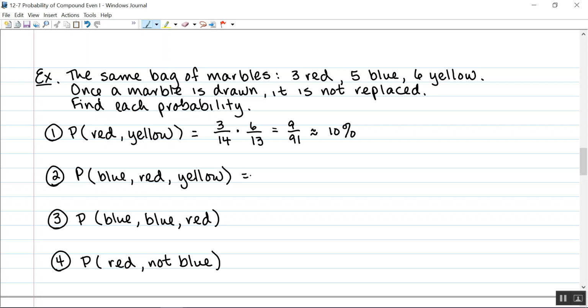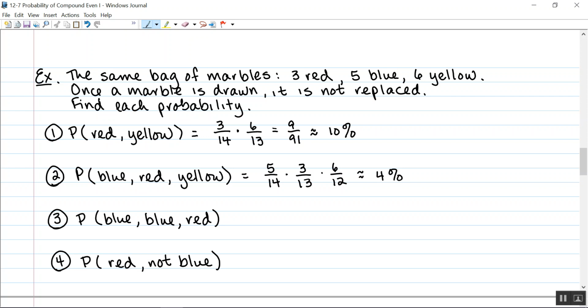marble? So the probability of a blue marble is 5 out of 14. The probability of a red is going to be 3 out of 13 because there's 1 fewer marbles in the bag. And the probability of a yellow is going to be 6 out of 12. Punching that all into your calculator, you get approximately 4%.